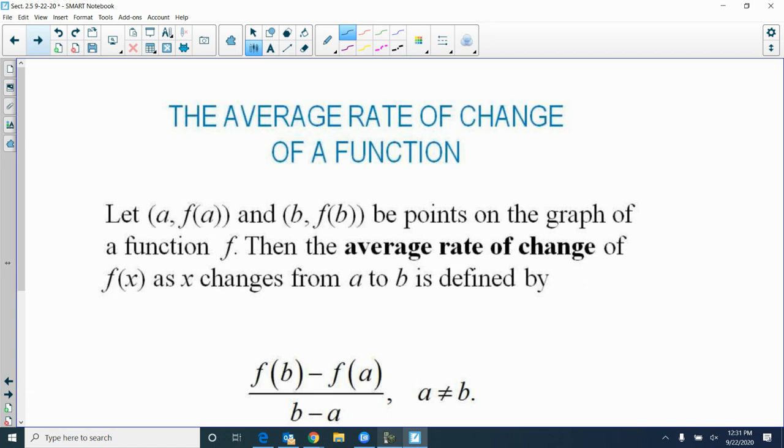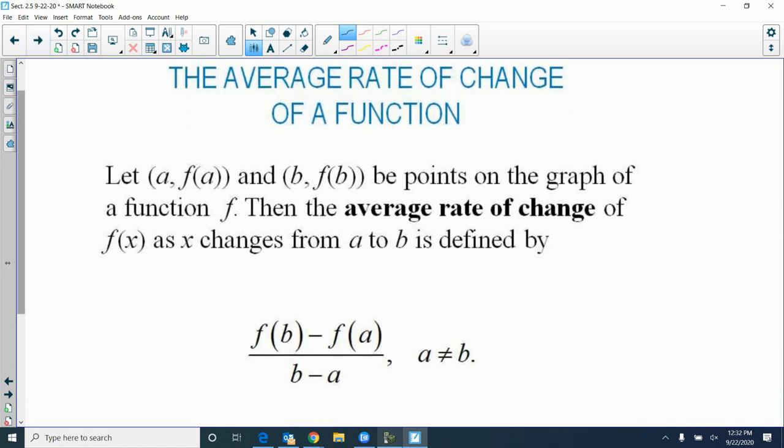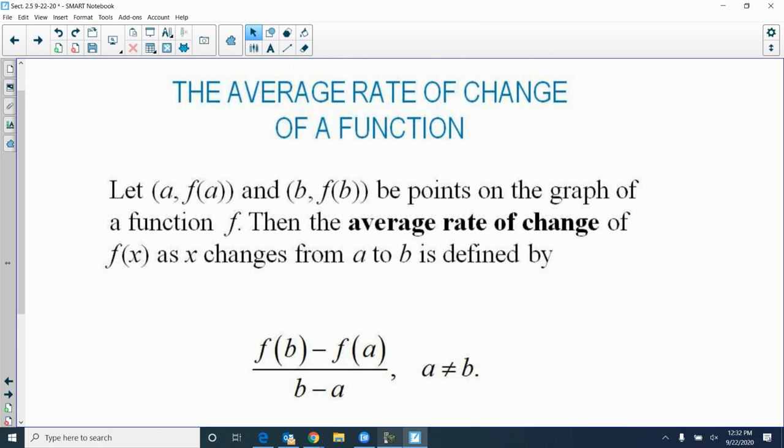Now on the bottom, average rate of change. Get that formula down on the bottom there. The average rate of change of f of x as x changes from a to b is defined by f of b minus f of a over b minus a. And you have to go in that order, because if it goes from a to b, you have to go f of b minus f of a. So just watch your order.